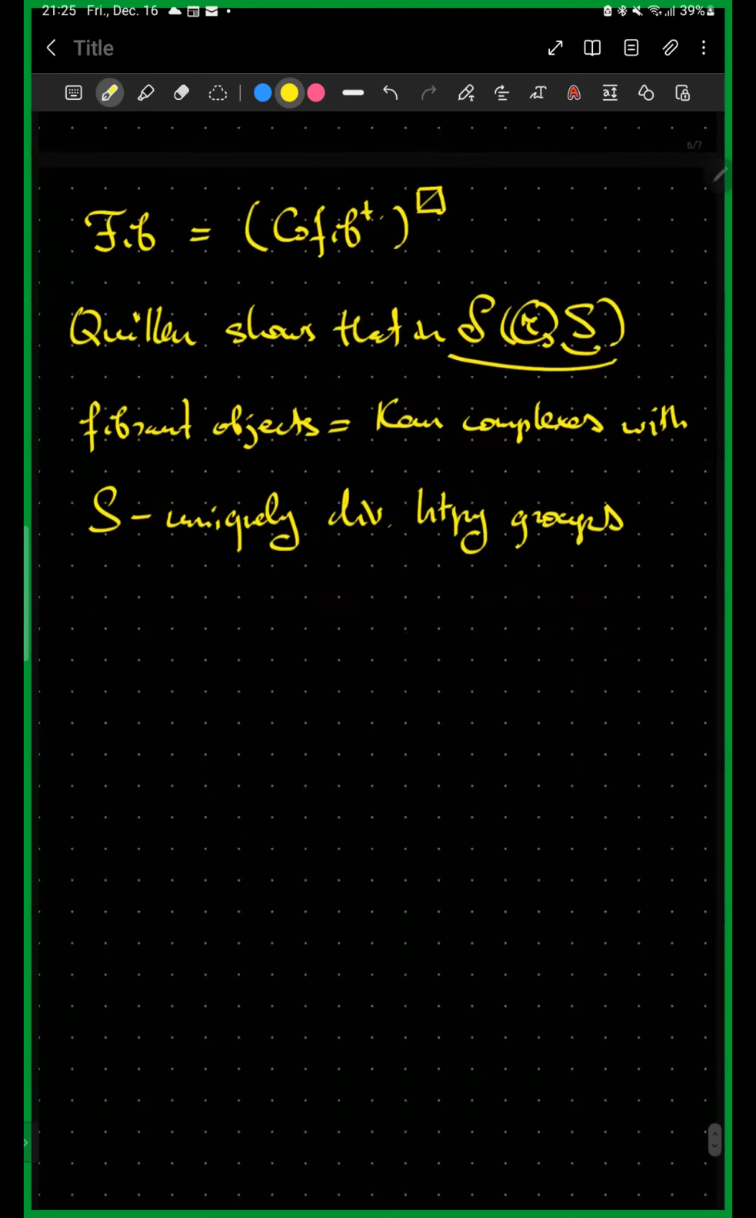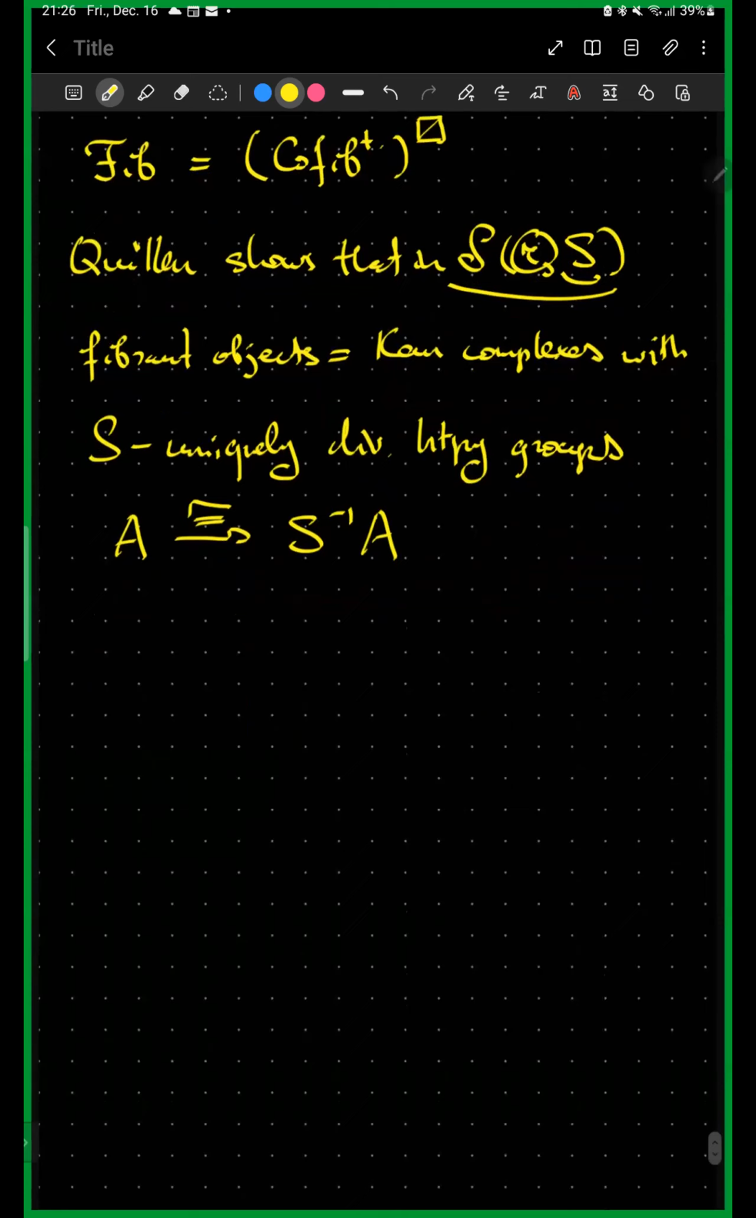I recall that S-uniquely divisible means that a group A is S-uniquely divisible if the canonical localization morphism is an isomorphism. So, for example, uniquely divisible groups are, well, not Q, the correct term is, Z without zero uniquely divisible groups, otherwise known as Q vector spaces.